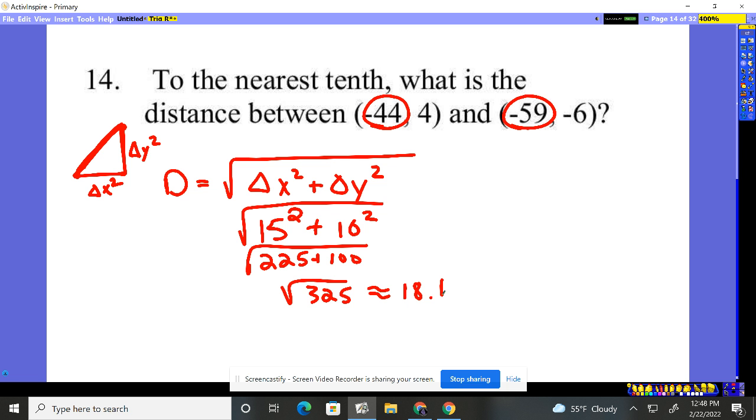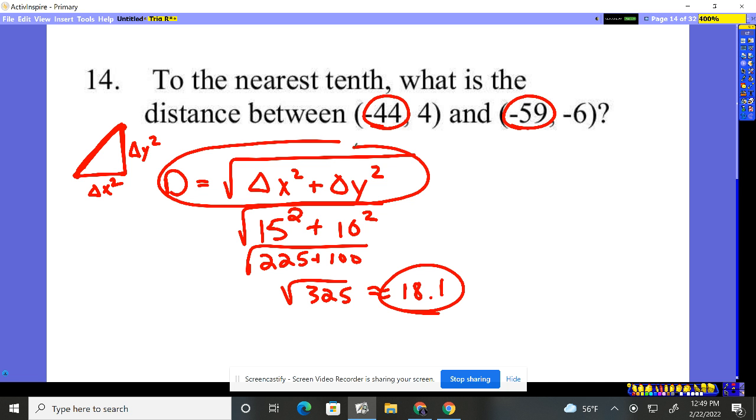But you would grab a calculator, take it, and just round it to the tenths. So it's either 18.0 or 18.1. Again, I don't really know. I'm going to guess 18.0. So there's how you do it. Just remember the distance formula, which is based off of the Pythagorean theorem.